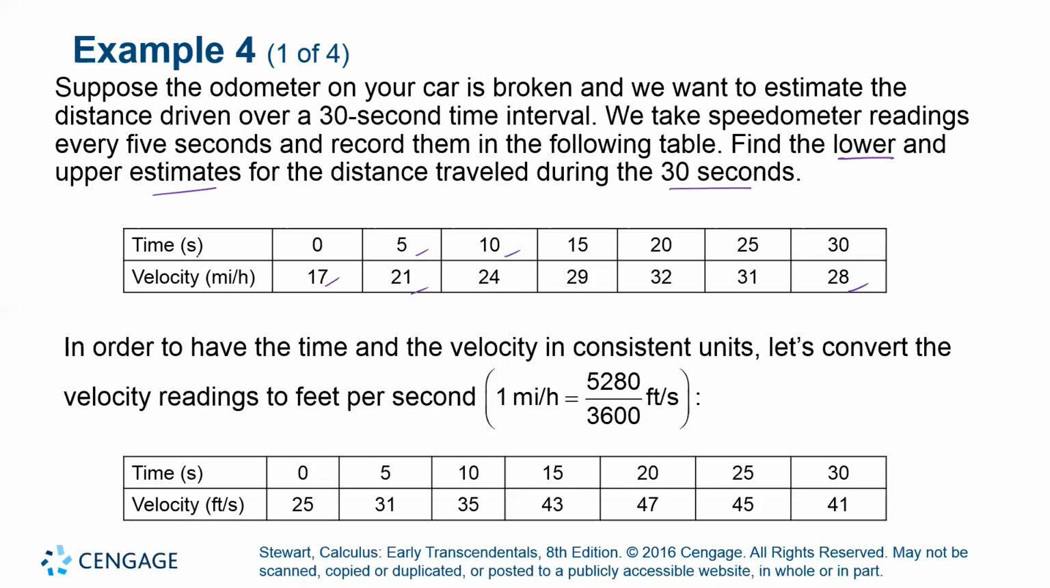Now, as you can see, this is seconds, and this is miles per hour, so we want them to be in the same units. Therefore, we know that 1 mile per hour is the same as 5,280 feet divided by 3,600 seconds, so feet per second. We convert every one of these. In other words, we multiply 17 by this ratio, which gives me 25. You do that and you get all these values that we have there. So for 0 you have 25, then 31, in that order. Now, what do you see about the velocity? For this time interval, you could see that it is what?